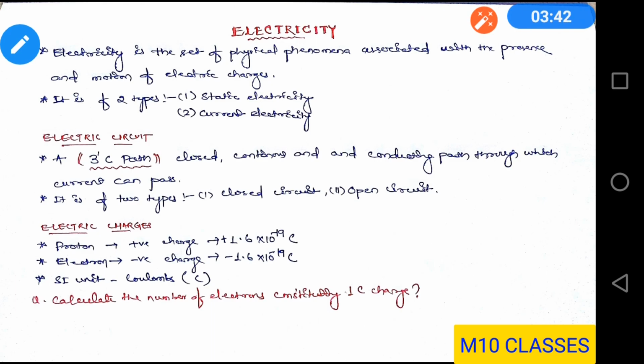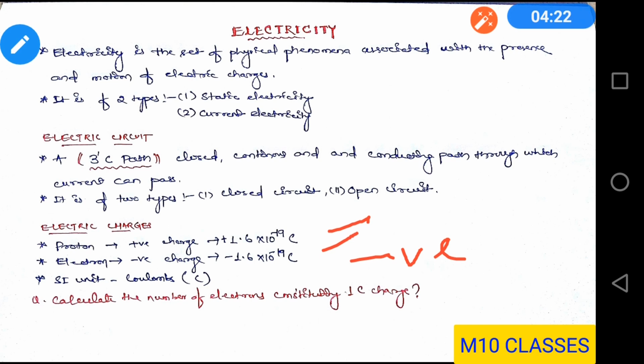Now let us discuss electric charges. You know there are two types of charges, positive charge and negative charge. The protons carry positive charge and the electrons carry negative charge. Now what is the value of this? The SI unit of electric charge is coulomb. The protons carry 1.6 × 10^-19 coulomb, and electrons carry -1.6 × 10^-19 coulomb. So as you can see here, the magnitude of electric charge for both proton and electron is the same, and the difference lies in their sign, whether they are positively charged or negatively charged.